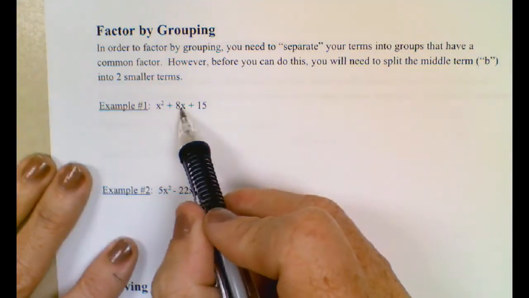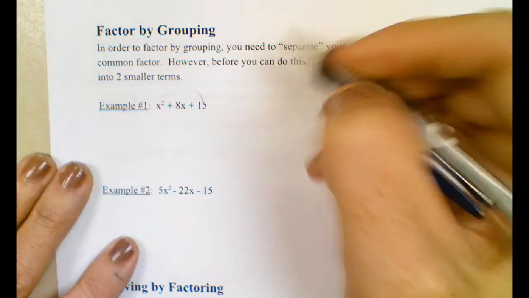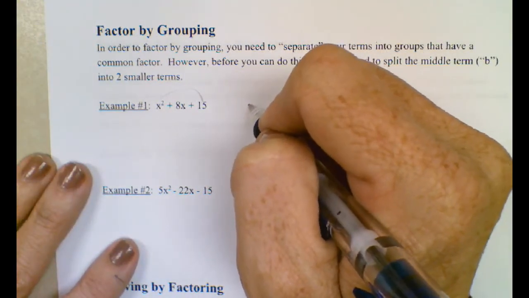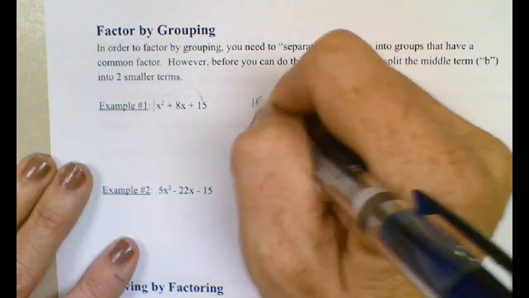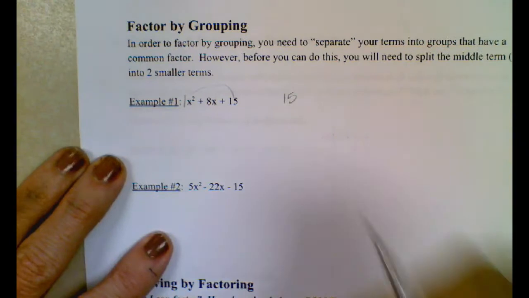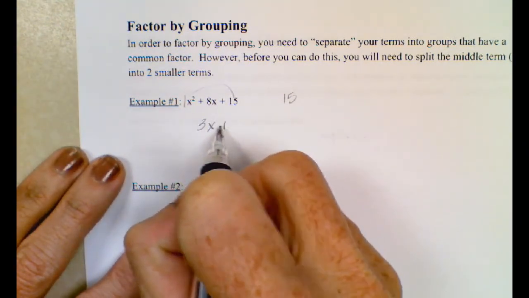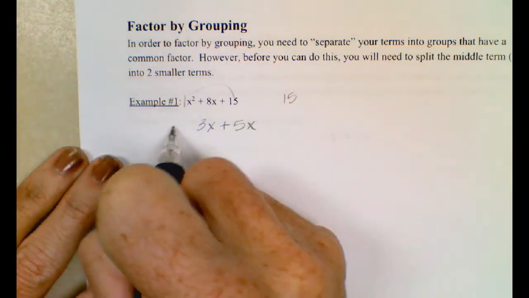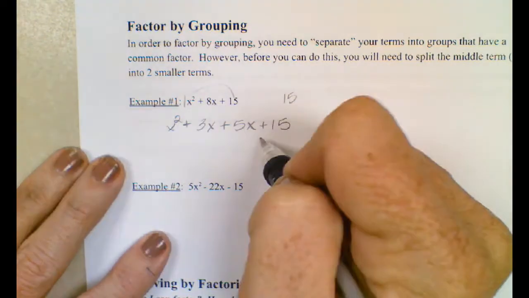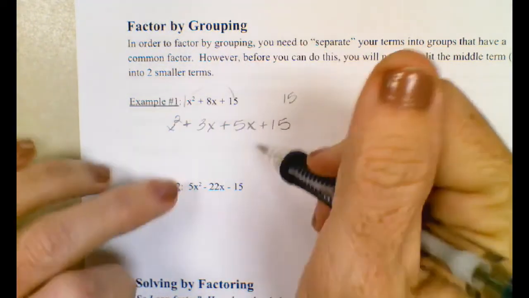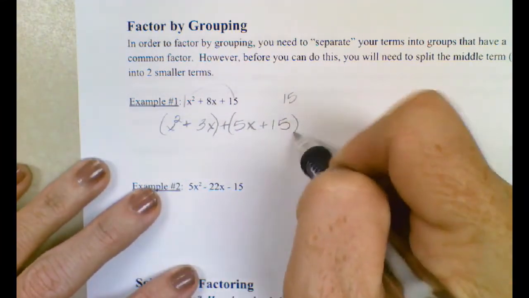Okay, but if I think about, and you're kind of using that AC value again, what two numbers can I multiply together to get, when I multiply 1 times 15, I get 15. And I want to think about those factors. So then I'm going to say, oh, I can split 8x into 3x plus 5x. So this is an equivalent expression to this, just written in a different way. Now I can factor by grouping.